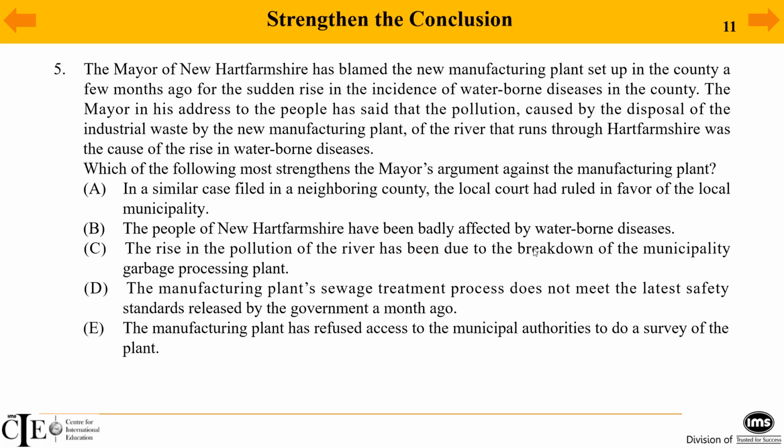So we have to strengthen this. We have to say that yes, the manufacturing plant and its industrial waste are responsible for the increase in waterborne diseases. That's what you have to prove. Now prove it. Prove it again. That means you have to take some extra information to prove the same point.